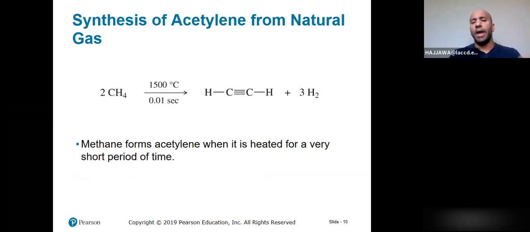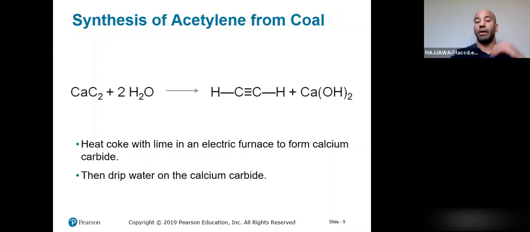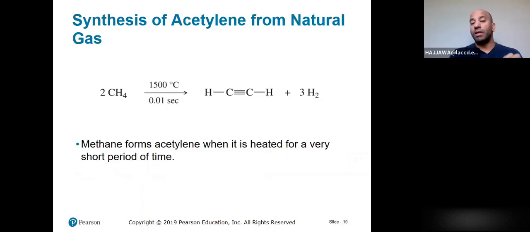Here's another way to make acetylene from natural gas. That's using 2 molecules of methane at high temperature, 1500 Celsius. It's a very quick process to give you basically an acetylene structure. So this is another industrial application where you basically generate acetylene, whether you're coming from anthracite coal through the carbide or the natural gas source.